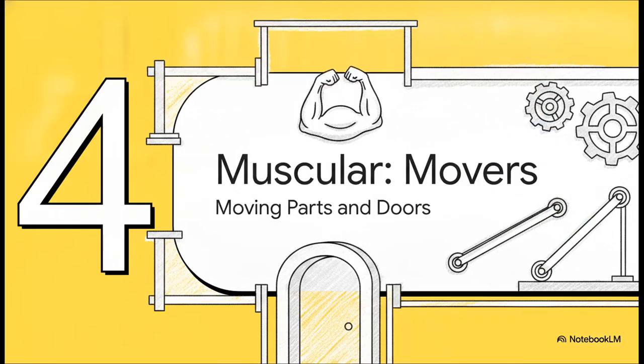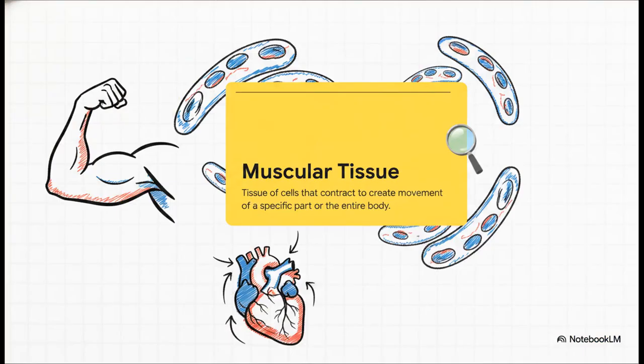Moving right along to Section 4, muscular, the movers. These are the moving parts and doors of our house. Okay, so we have the walls and the framing. Now we need the machinery. The function of muscular tissue is wonderfully straightforward. It consists of cells designed to do one primary thing: contract. By contracting, they create motion. And that could be moving your entire skeleton across a room, or it could be something as subtle as just pumping blood through your veins.